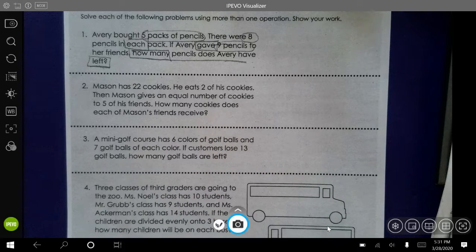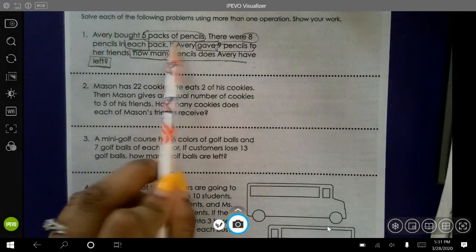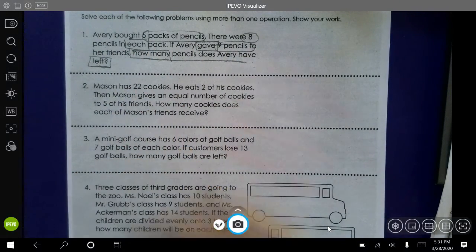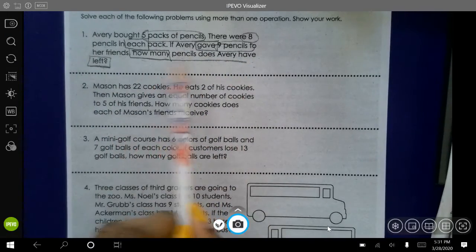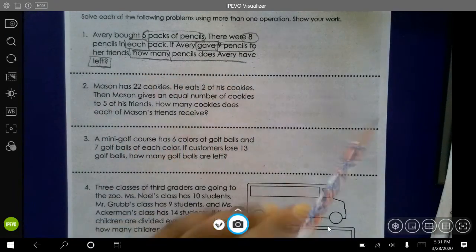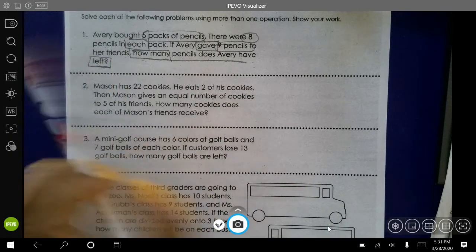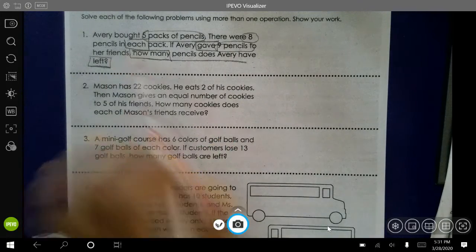Okay. Now we want to evaluate and eliminate any information that we feel may not be important. Okay. So Avery bought 5 packs of pencils. There were 8 pencils in each pack. If Avery gave 9 pencils to her friends, how many pencils does Avery have left? Okay. So we're not so much concerned about her friends. We do know that she gave those pencils to her friends. That is important, but it's not important who she gave them to.